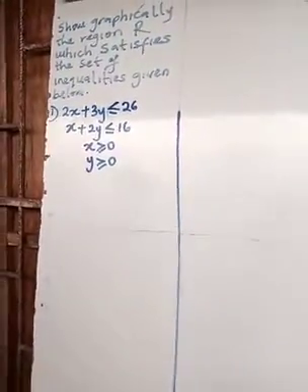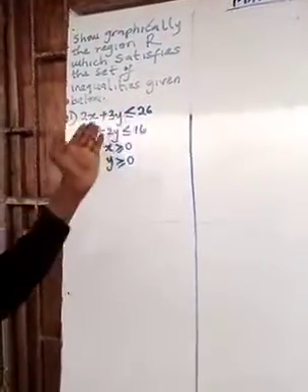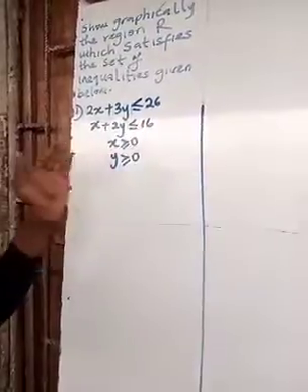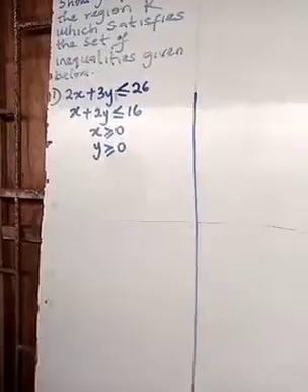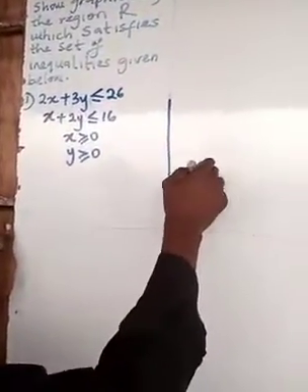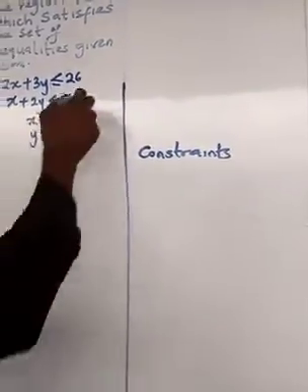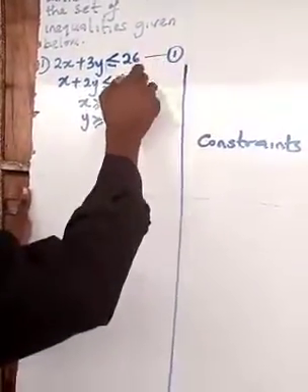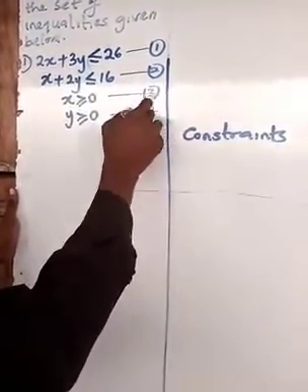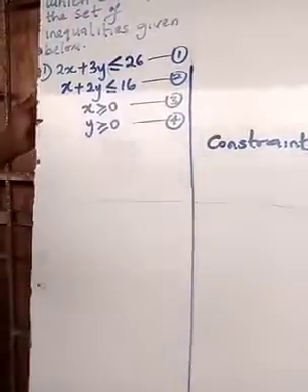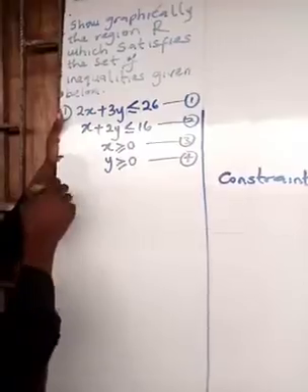Now I call this simultaneous inequality, because this is like inequality 1, inequality 2, inequality 3, inequality 4. But we don't call them inequalities, we don't call them inequations, we call them constraints. So this is constraint 1, this is constraint 2, this is constraint 3, and this is constraint 4. So we are going to take the constraints one after the other. So let's take constraint 1 now.